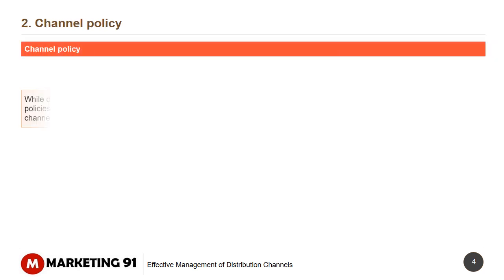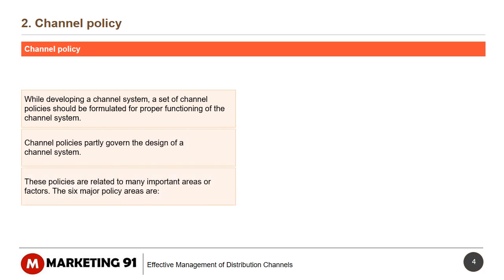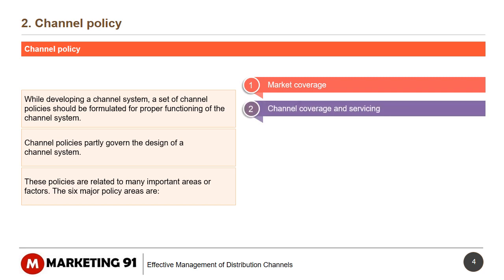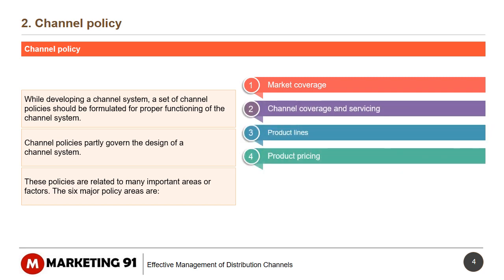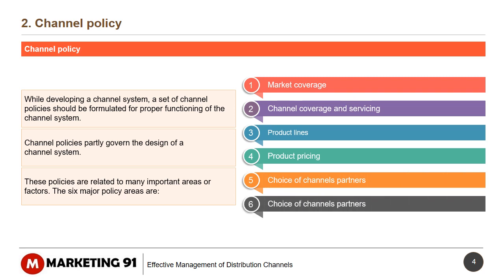Channel policy. While developing a channel system, a set of channel policies should be formulated for proper functioning of the channel system. Channel policies partly govern the design of a channel system. These policies are related to many important areas or factors. The 6 major policy areas are market coverage, channel coverage and servicing, product lines, product pricing, choice of channel partners, and termination of channel partners.